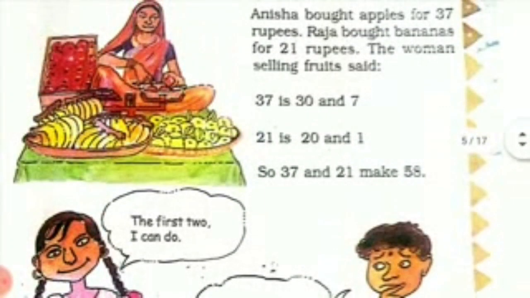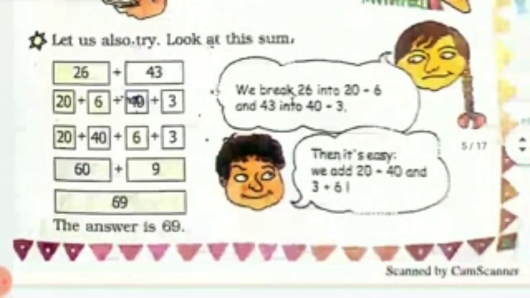So what she has done is, first she made tens altogether and ones. So first she added the tens part. First she added 30 plus 20. So 30 plus 20 is 50. 7 plus 1 is 8. So 58. So let us try.